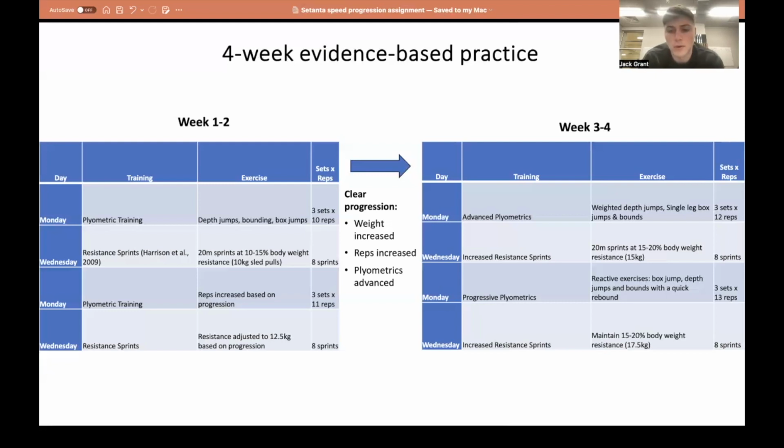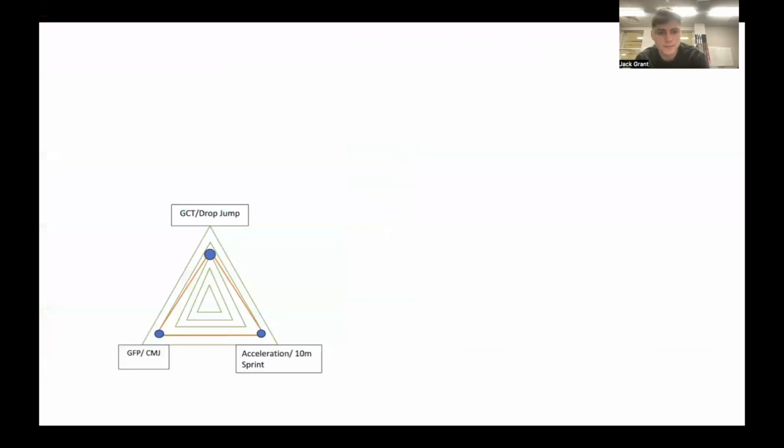And then we moved on to progressive plyometrics. So that's reactive exercises. So all the exercises we did, box jumps, depth jumps, bounds, but we just added that quick rebound. And we also added an extra rep to ensure that extra volume, that extra stress for the athlete to progress.